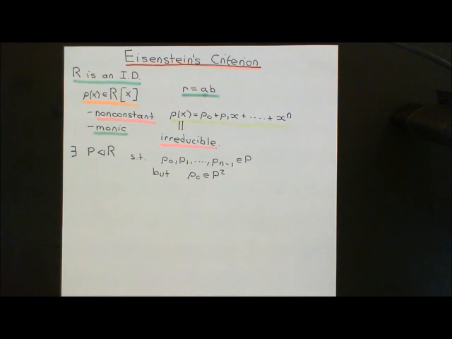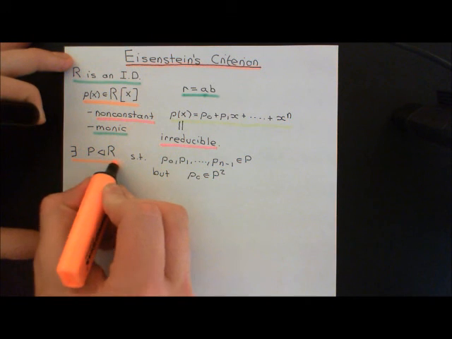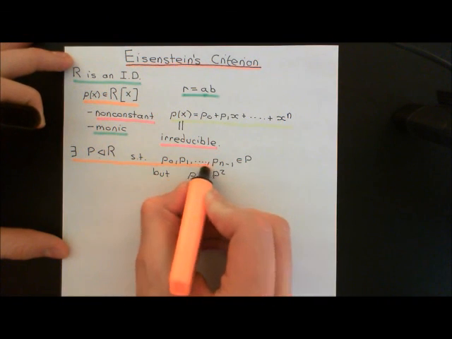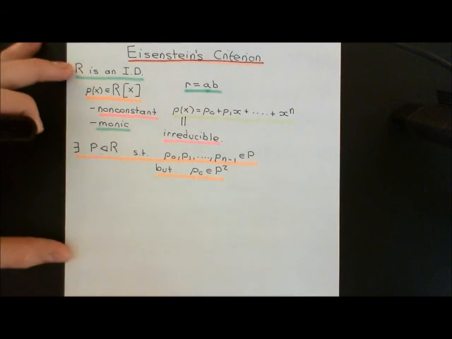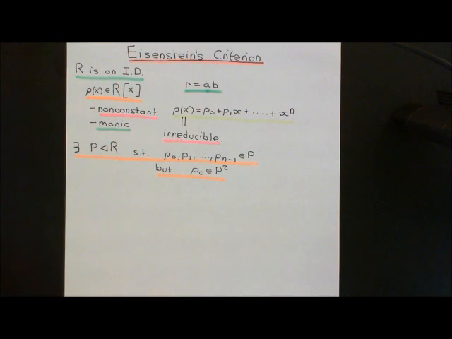Now, a lot of things in here need explaining. So firstly, let me just remind you of what a prime ideal actually is, and then let me tell you what P squared actually is. Right, so let me firstly remind you what a prime ideal is.